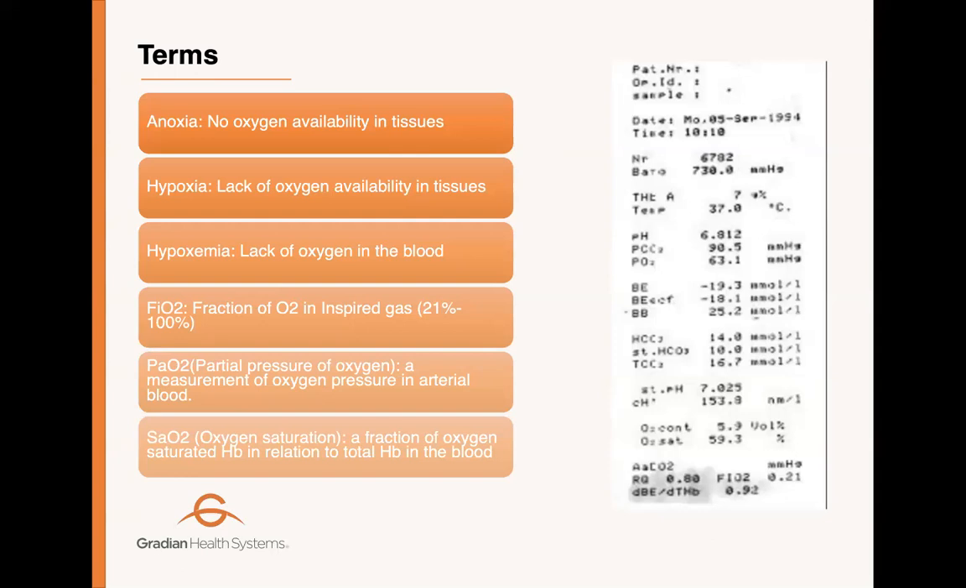And then you have SpO2, as we regularly write it, or SaO2. This is oxygen saturation. This is the fraction of oxygen-saturated hemoglobin in relation to total hemoglobin in the blood. Since it's a fraction, as explained up there for FiO2, it's usually written as a percentage. This is what you get from your pulse oximeter. The partial pressure of oxygen is what you get from your arterial blood gases. Next slide, please.